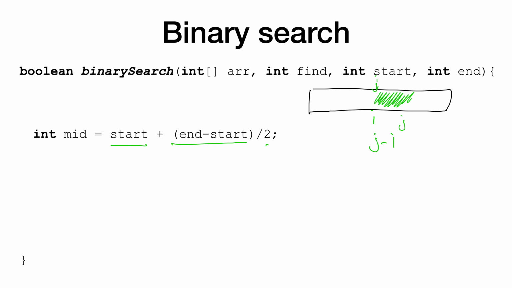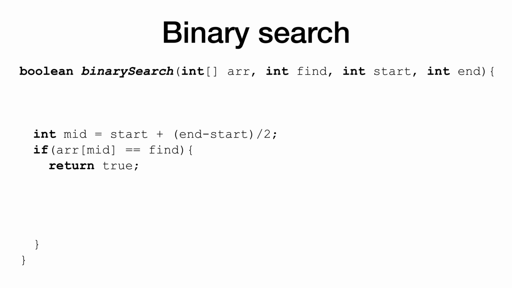And we need to compare it to find. So how are we going to compare it to find? Well, we're going to use an if statement. So if the thing we're looking for is equal to the midpoint, then we're going to return true. If it's not equal, then we need to do something, right? But now we're not just doing something, we don't need just an else. We actually need to break this down even further.